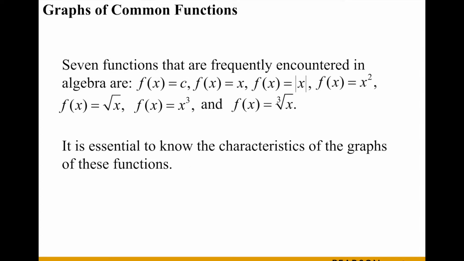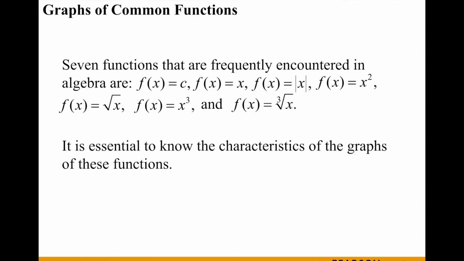These graphs are going to include these 7. f of x equal to c, which is the constant graph. f of x equal to x, which is the linear graph. f of x equal to the absolute value of x graph. f of x equal to x squared, the quadratic. f of x equal to the square root of x. f of x equal to x cubed, or the cubic. And f of x equal to the cube root of x.